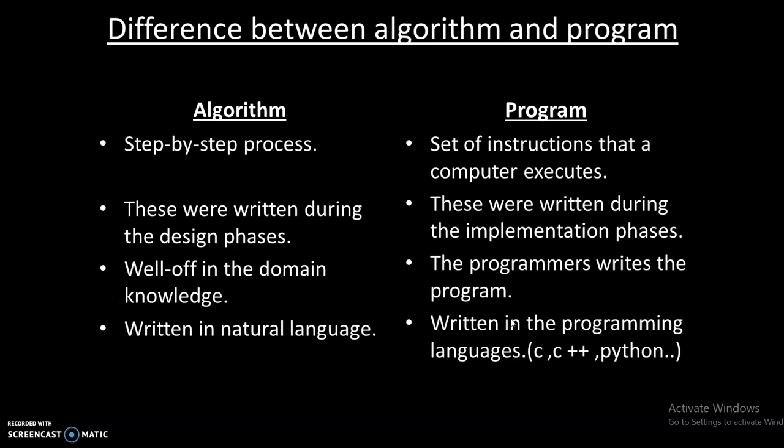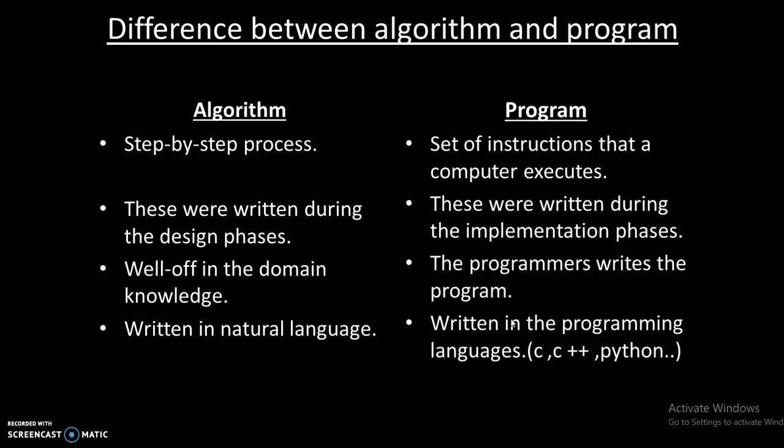Here, on the other side, the programmer writes the program. The programmer will also have domain knowledge, but here they act as a programmer, whereas the algorithm writer acts as a designer. Then in which language is the algorithm written? The algorithm can be written in any natural language, like mathematical notations or any other language which is easy for the person who is writing the algorithm. And the main thing is it should be understandable for all while verifying it.